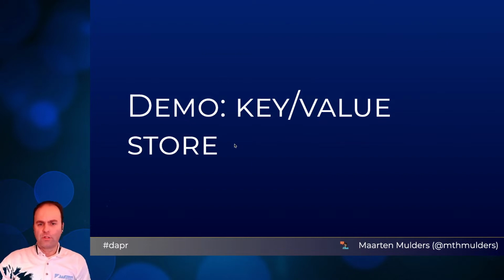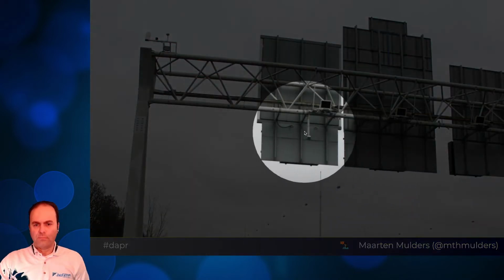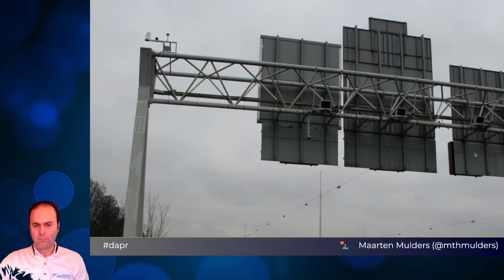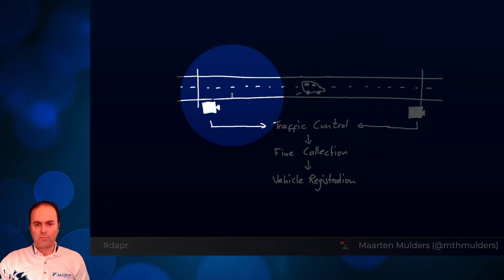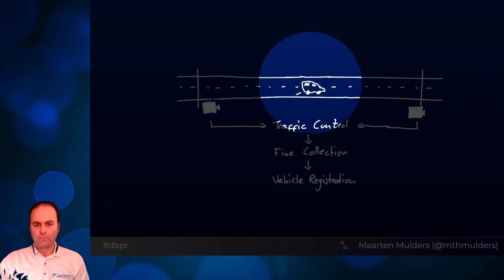So let's look at our first demo for today, the key value store in action. Our scenario is one that, at least in the Netherlands, is rather common, maybe also in other countries. On many highways in the Netherlands, you will find these kinds of installations. This is a little camera. There and there and there. For each lane on the highway, there is this camera, and it will register each vehicle that passes underneath it. So here's one camera, there's another camera, and there's my car in between.